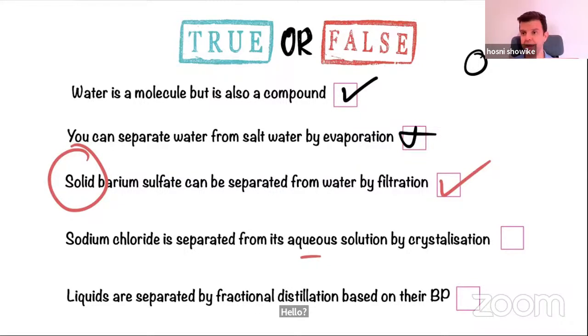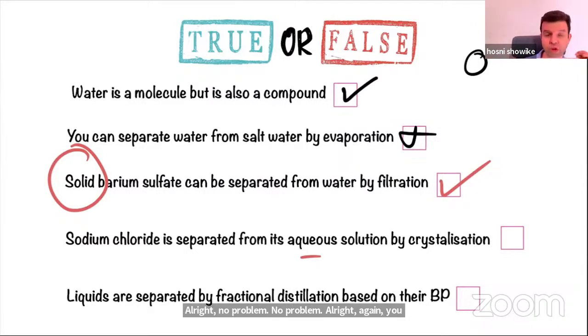Can I do this, Hala? False. If you have salt in water, can I crystallize the salt? You think it's false? No, it's true. Sorry, right. No problem. Again, you have salt in water. Then the best way to separate salt from water is to make crystals. Evaporate the water, keep the salt behind.